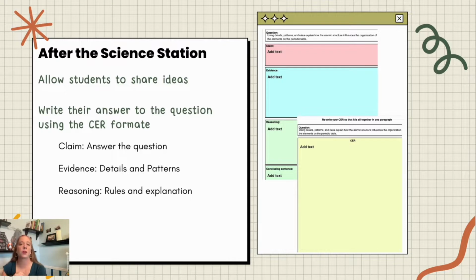I want them to draw their conclusion, which is their claim, but I want them to explain their thinking, how they came up with that claim, what evidence they used from the different science stations, and why that evidence helps support that claim.